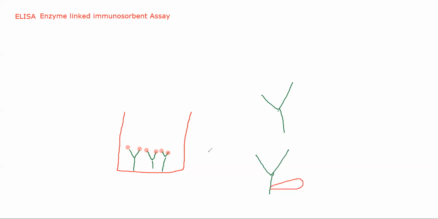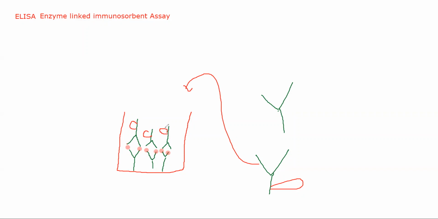What is the significance of this? Now, whenever I'm pouring your new antibody, let's suppose I'm pouring these antibodies, what will happen is you will get these antibodies here linked with an enzyme. So that is why it is called enzyme linked immunosorbent assay. Okay, so I have an enzyme linked like this.